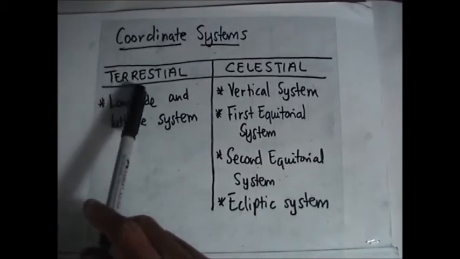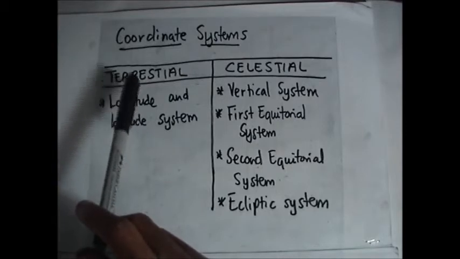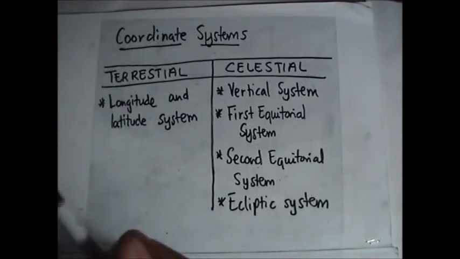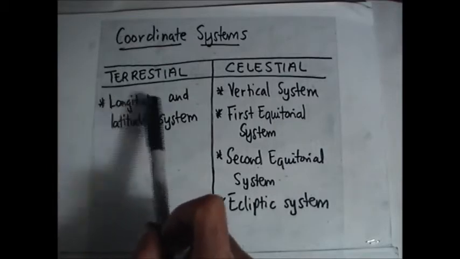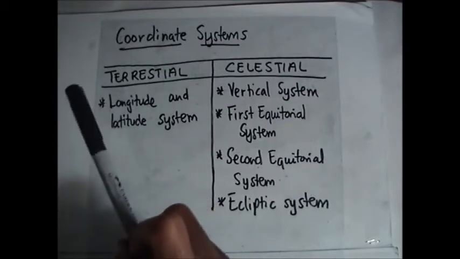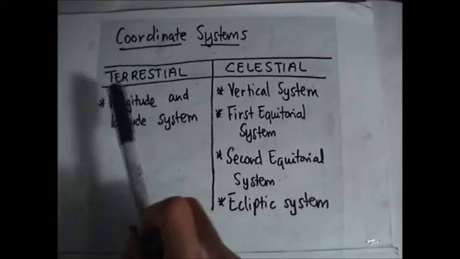You know that terrestrial is anything to do with Earth. Anything to do with Earth is terrestrial. We can talk of terrestrial rocks. Those are rocks that are found on Earth. Terrestrial species, they are species that are found on Earth.